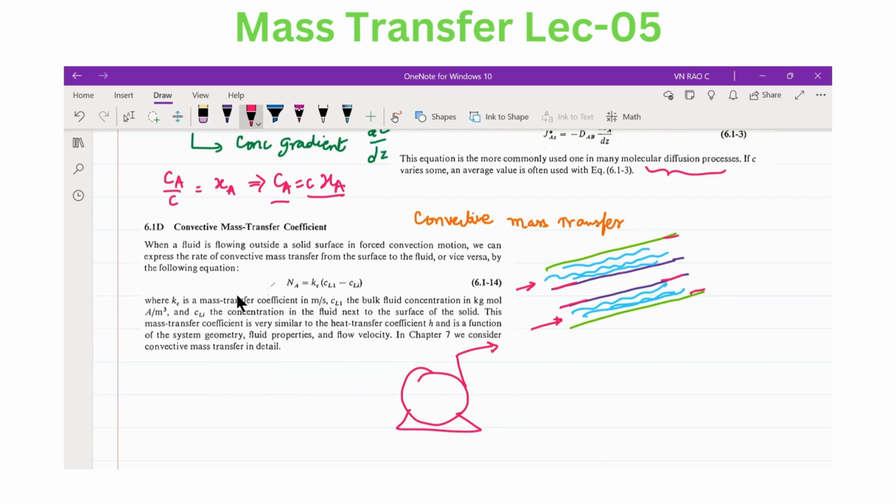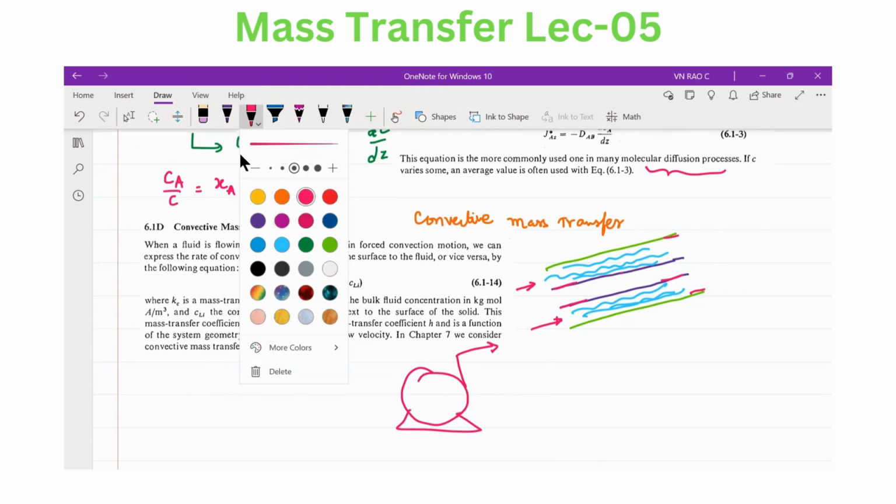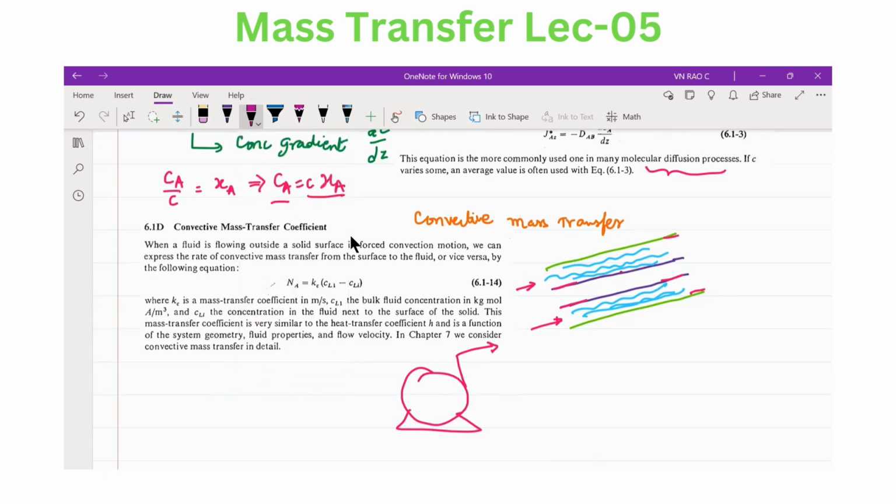This is the surface to the fluid. So convective mass transfer from the surface to the fluid, or it can happen the other way also, from the fluid to the surface. It is given as, if I say convective, I should write NA, not JA. So it is small kc into (CL1 minus CLi). Kc is known as the mass transfer coefficient. The units are meter per second.